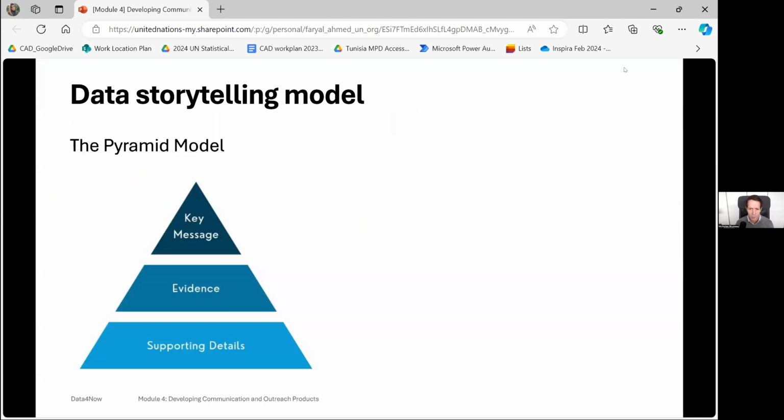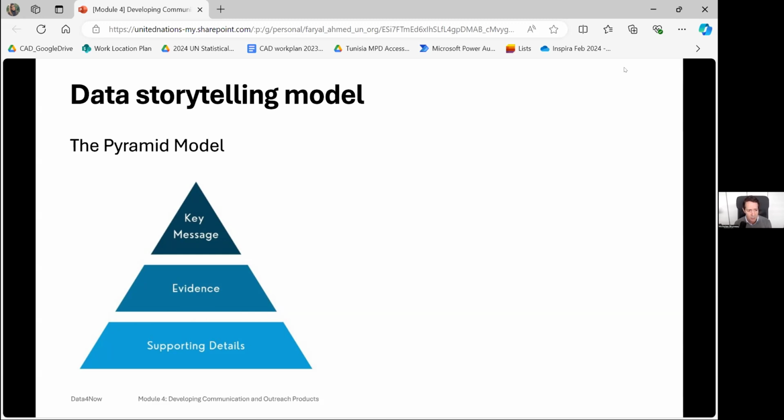That's a pyramid model. So it's very simple. It's first starting with a key message and then supporting that with evidence and supporting details. So a really simple approach that allows you to start strong with a key message. This is well adapted to today's social media and very quick readership online that allows you to really get your key message first so that people right away know what your story is about and then can continue reading to get more information.